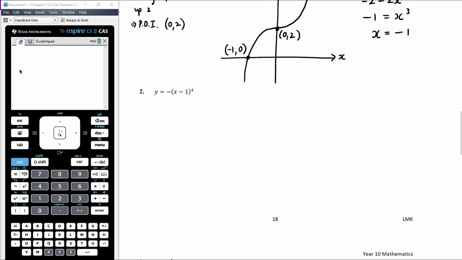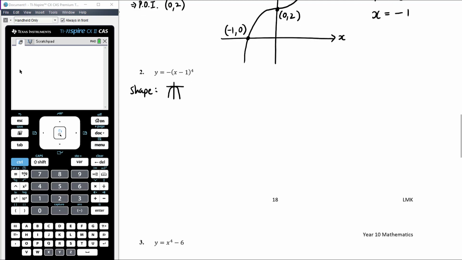Okay, let's have a look at this one. Let's start off with the shape. It's a quartic graph, but also I'm noticing that it's been reflected. So it's a reflected quartic graph, so the shape is going to be going this way. So the sort of flat-bottomed parabola. It's not a parabola, but compared to the parabola, more flat-bottomed. That's the reflection in the x-axis we've also shown in the shape.